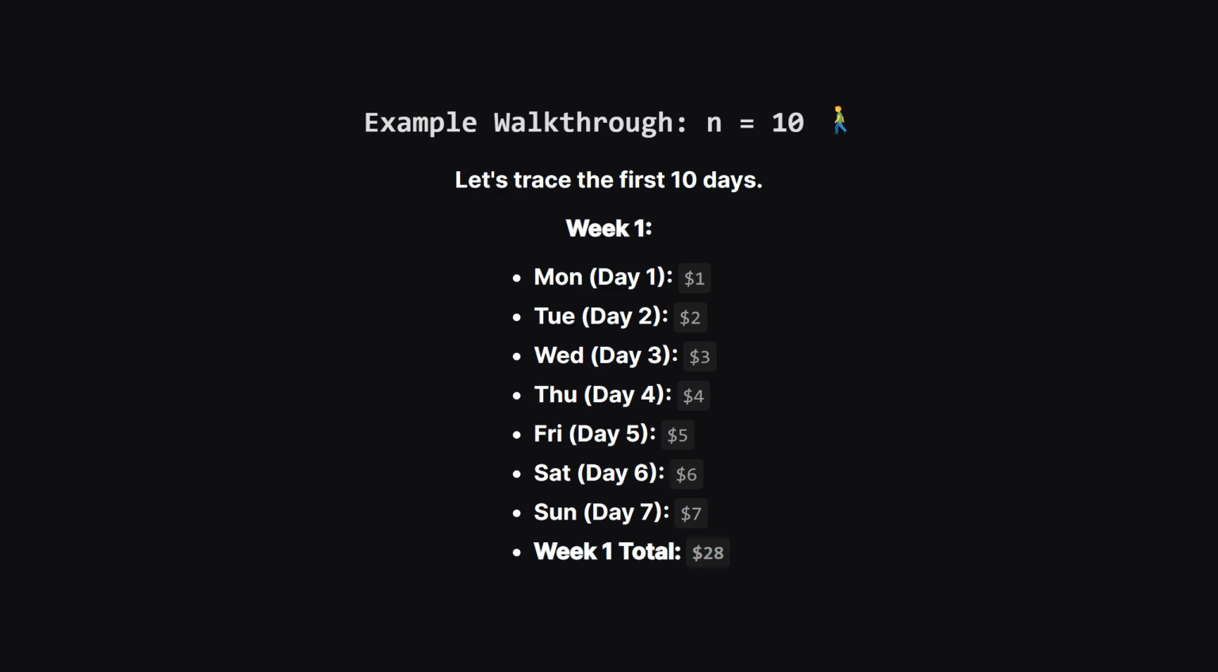Let's walk through the example where n is 10. For the first week, it's pretty straightforward. Day 1, Monday, is $1. Day 2 is $2, all the way up to day 7, Sunday, which is $7. If we add all that up, we get a total of $28 for the first full week.